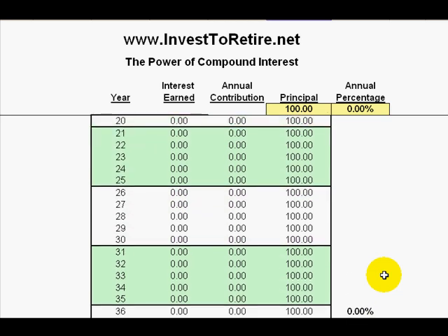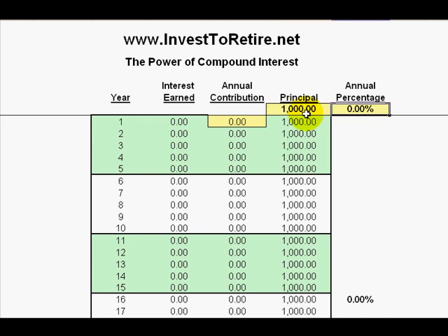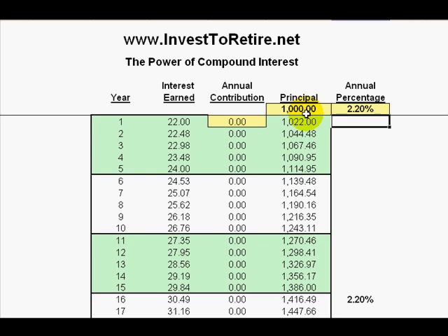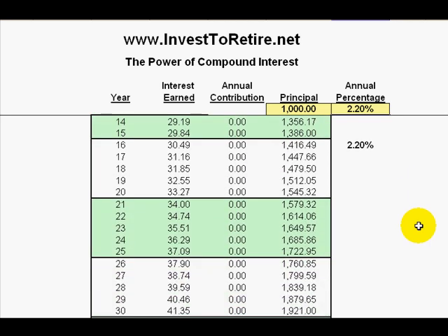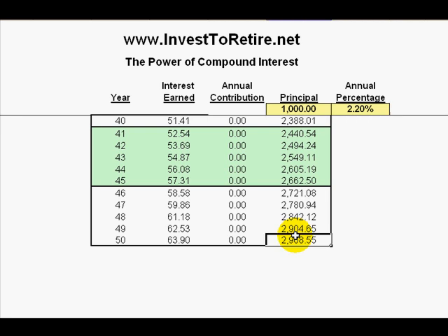So how about this? Let's start with a principal in the amount of $1,000 and an interest rate of 2.2%. The significance of the 2.2% is that it is an interest rate comparable to a bank CD investment. And as you can see, when we scroll down to year 50, you'll have less than $3,000.